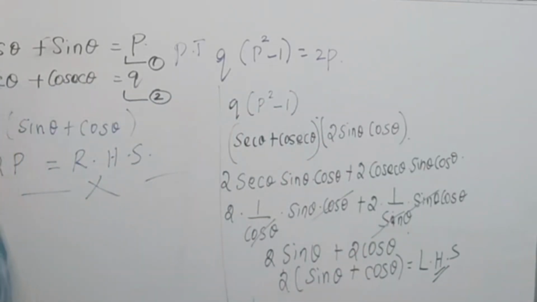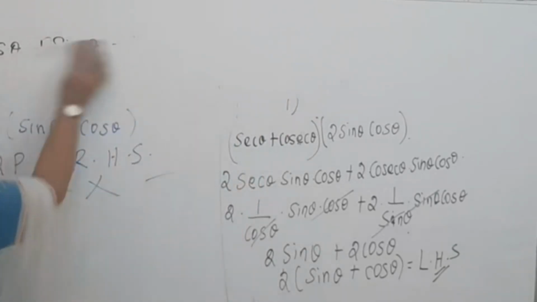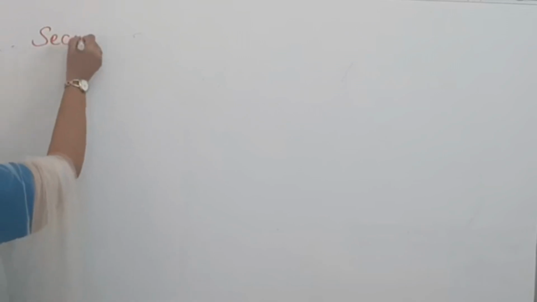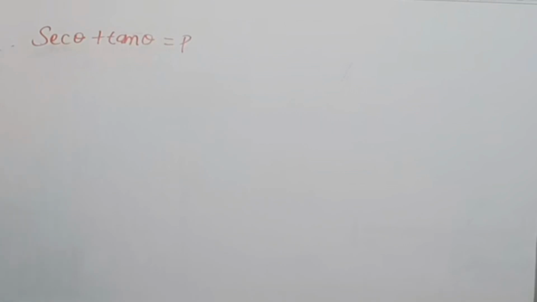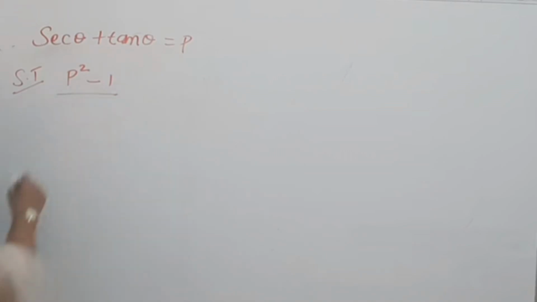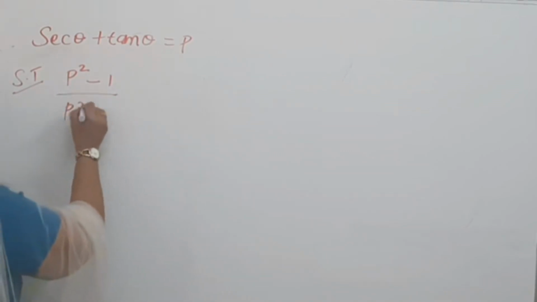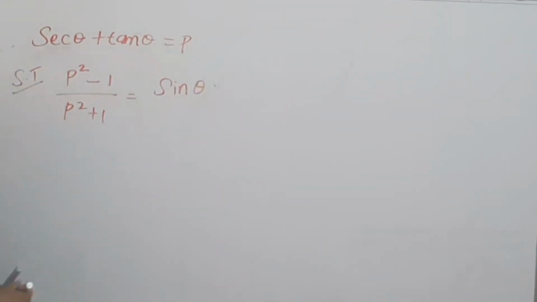And one more question. This is an important question. I wanted to finish that, but this also is an important question. So we go for that question in this video. That is, if sec theta plus tan theta is equal to p, so it is related to p. So sec theta plus tan theta is equal to p. Then show that p square minus 1 whole thing divided by p square plus 1 is equal to, I have to prove, sine theta. So you have to prove this one.